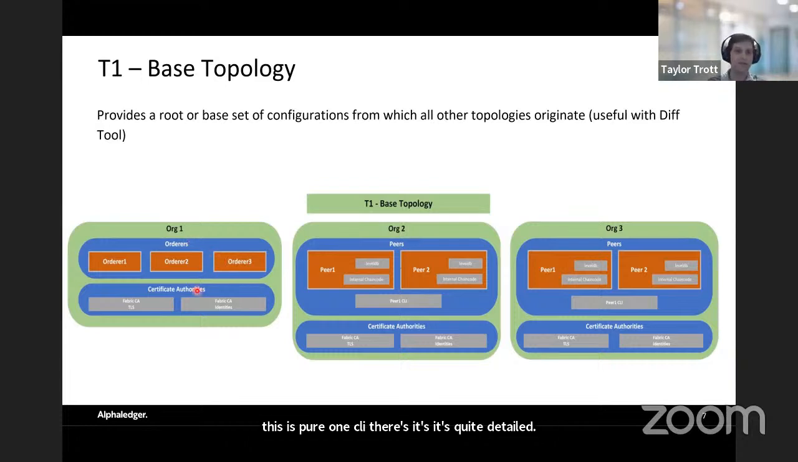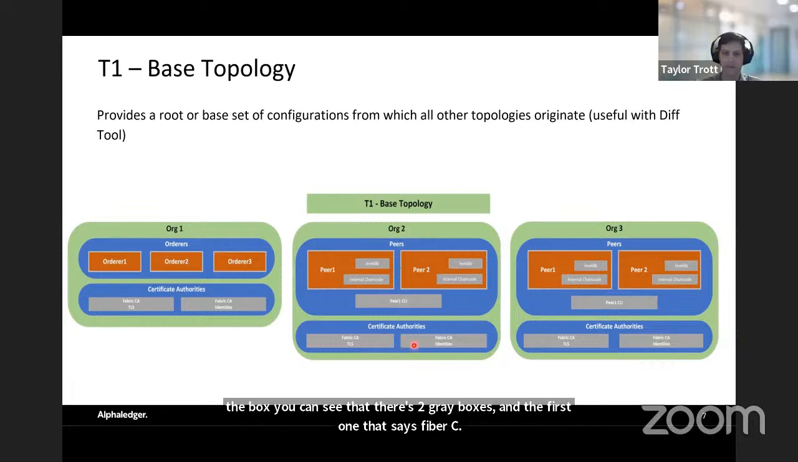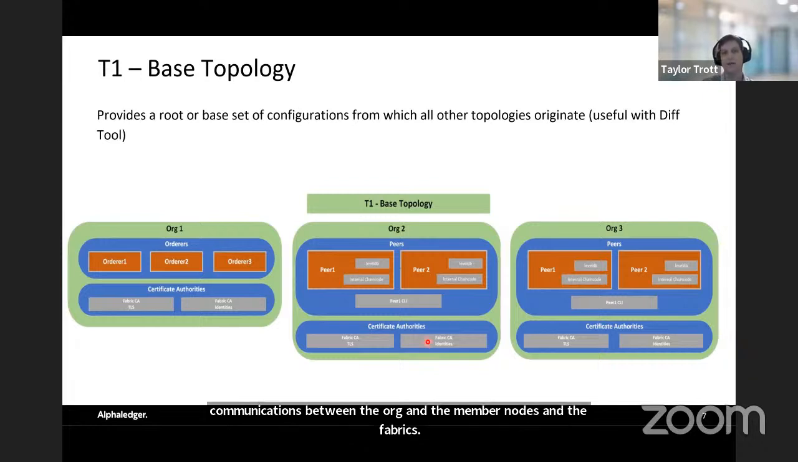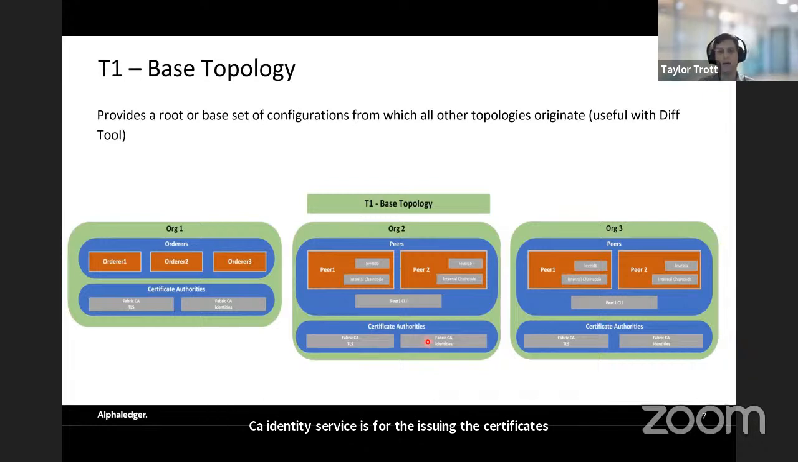Under the certificate authorities box, you can see there are two gray boxes. The first one says Fabric CA TLS, and the second one says Fabric CA identities. The Fabric CA TLS is responsible for issuing the certs for secure communications between the orgs and the member nodes. And the Fabric CA identity service is for issuing the certificates for the endorsements of chaincode and such. So this is T1.